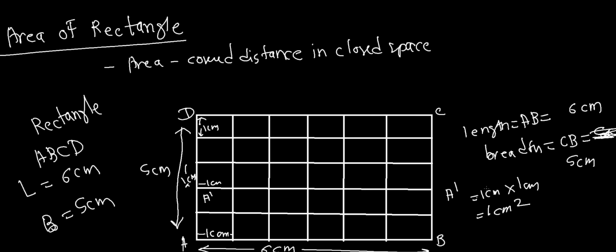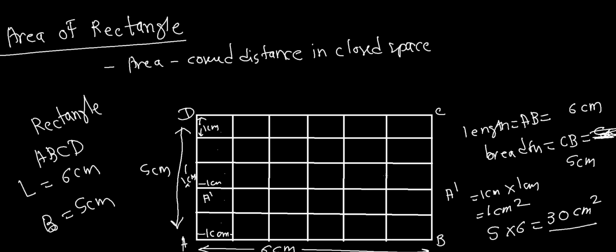So let's just assume that this square represents a centimeter square. Now with that we'll count how many squares there are. This is 1, 2, 3, 4, 5 in a column and 6 in a row. So 5 in a column and 6 in a row. So there would be 30 squares, and each square is a centimeter square. So 30 centimeter squares.